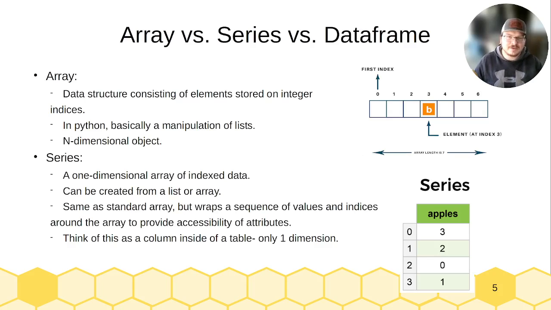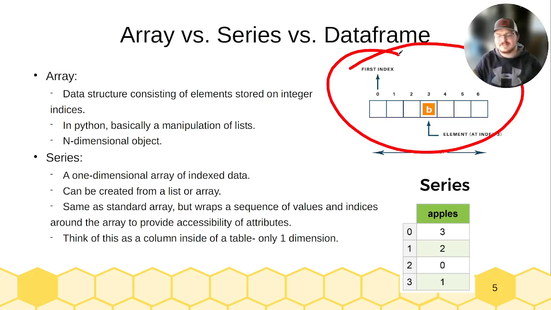So what is the difference between an array in NumPy and a series in Pandas? Okay, because they do have different names. So we talked about an array the other day. An array is basically just a data structure, either in math or computer science, that consists of elements that are stored on integer indices. So basically what that means is if we have a 0 here, because Python is a 0 index language, I have an element that is saved right here. If I have a 1 here, I have an element that's saved right here. And you can see that over here on the top right side.